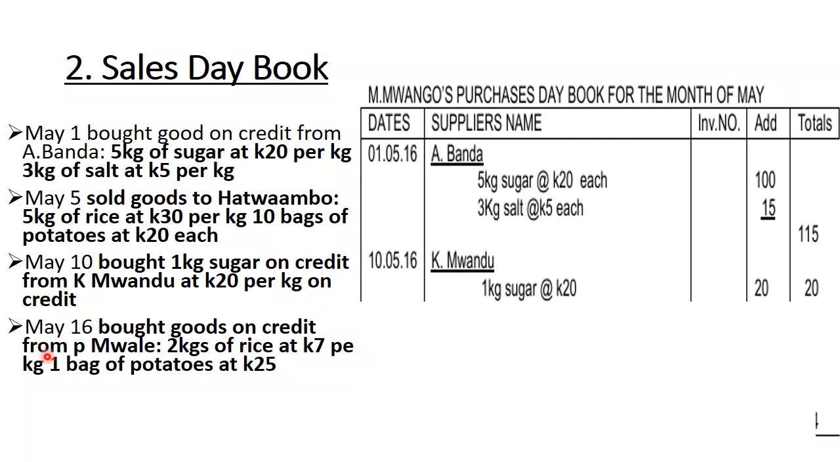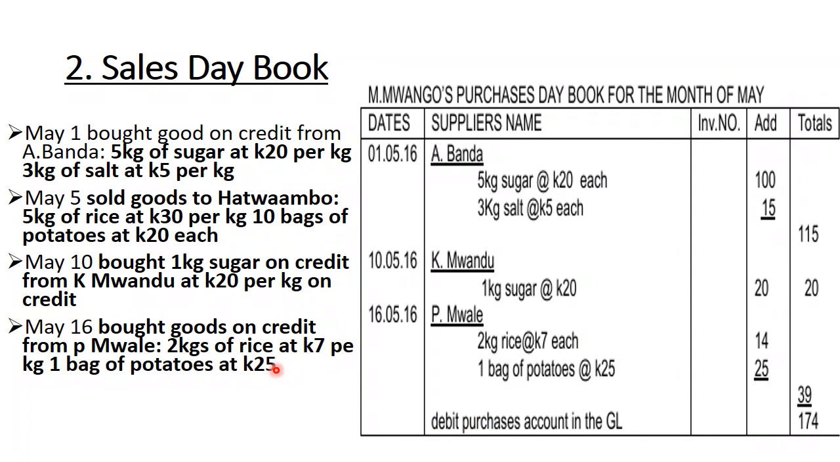Next transaction, May 16, bought goods on credit from Pimware. So this is purchases again. From Pimware we bought 2 kg of rice at 7 kwacha per kg and 1 bag of potatoes at 25 kwacha.